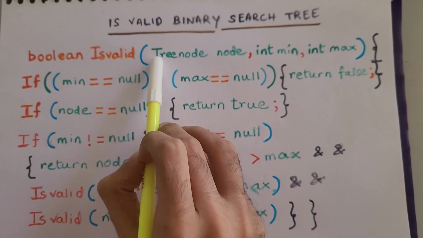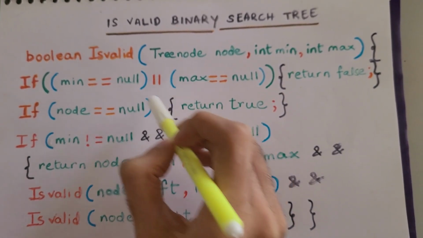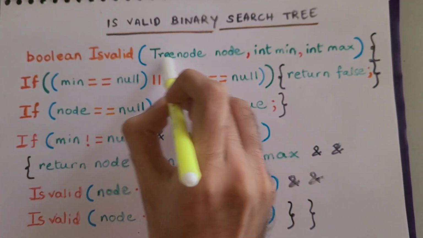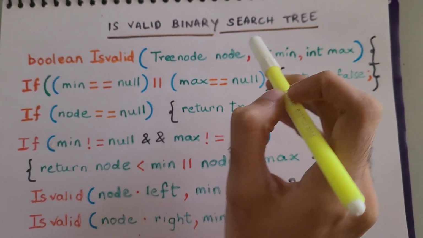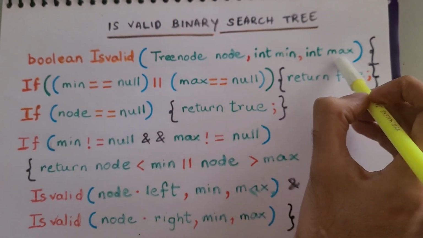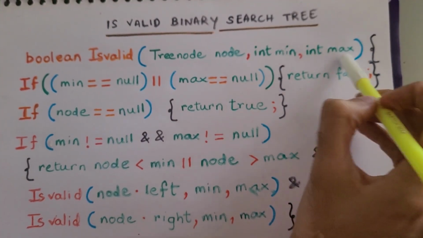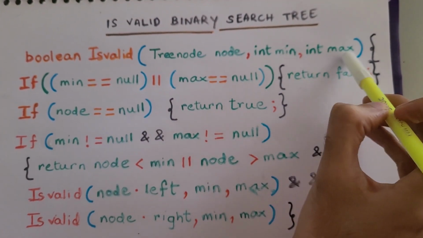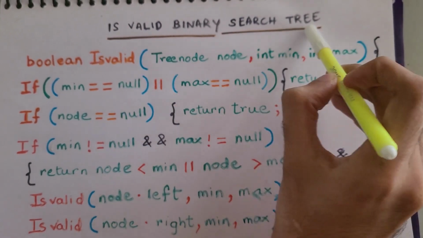Let's assume we have created a tree_node class with link to left child, link to right child, and the data of that tree_node. Then the other inputs that we're passing to this particular function is valid are min and max. With the help of min and max, we are going to be deducing if a binary search tree is valid.